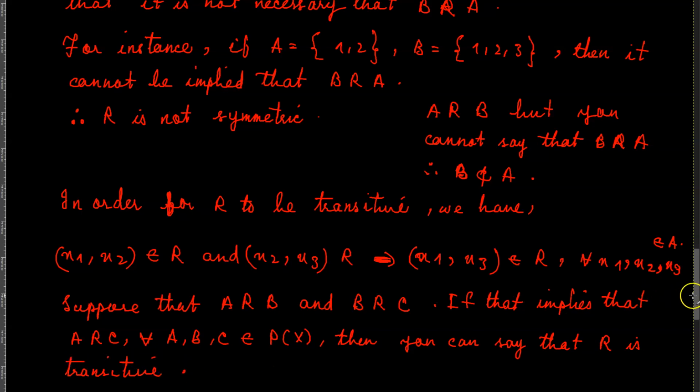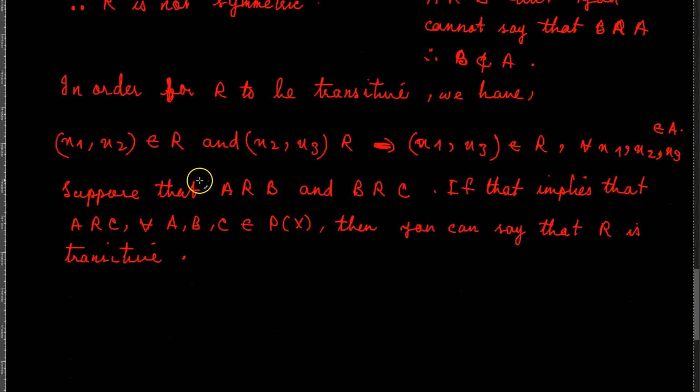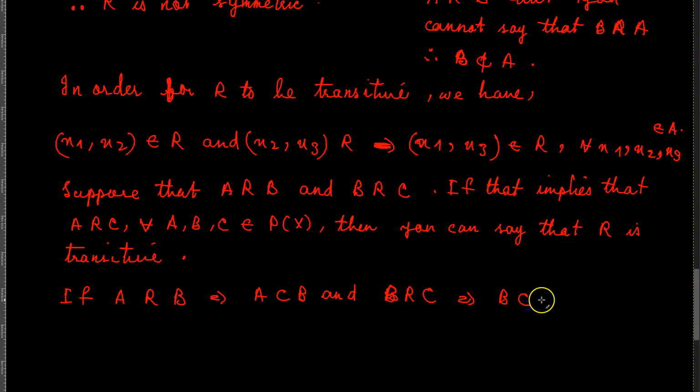Now that can be shown because suppose that, for example, A is related to B. So now if A is related to B, that implies that A is a subset of B. And B is related to C implies that B is a subset of C. So here we have A is a subset of B, B is a subset of C. From this you can conclude that therefore A is a subset of C. Since A is a subset of C, that implies that A is related to C, which means that R is transitive.